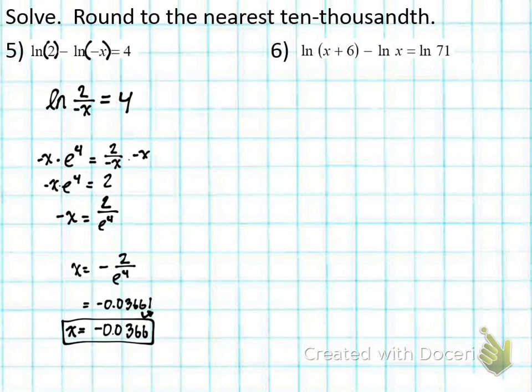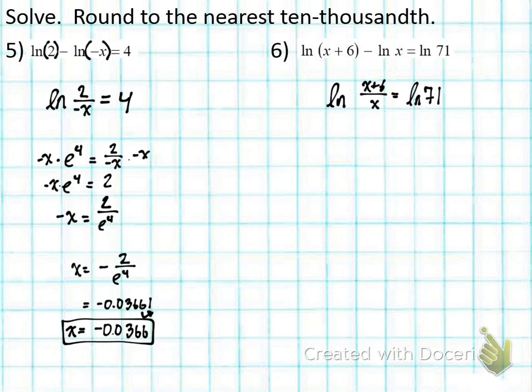Okay, last one. Raise your hand if you want me to help you out with this one. You want to try this one on your own? Raise your hand if you want me to help you. Okay, go by yourself. Try this out. Okay, so natural log of x plus 6 minus natural log of x is equal to natural log 71. First thing I do is condense. We got natural log of x plus 6 over x is equal to natural log 71. That's the first step.